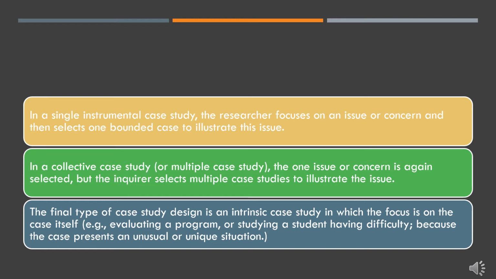In a single instrumental case study, the researcher focuses on an issue or concern and then selects one bounded case to illustrate this issue. In a collective case study or multiple case study, the one issue or concern is again selected, but the inquirer selects multiple case studies to illustrate the issue. The final type of case study design is an intrinsic case study in which the focus is on the case itself.